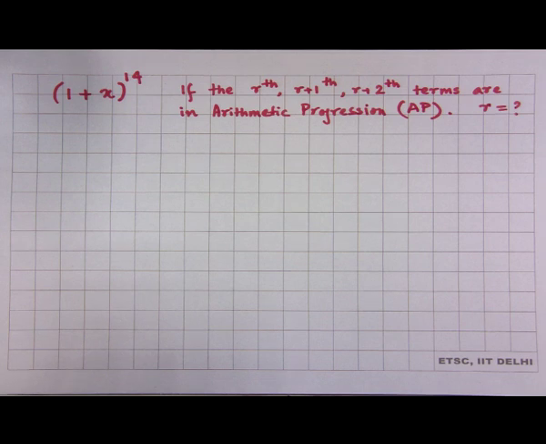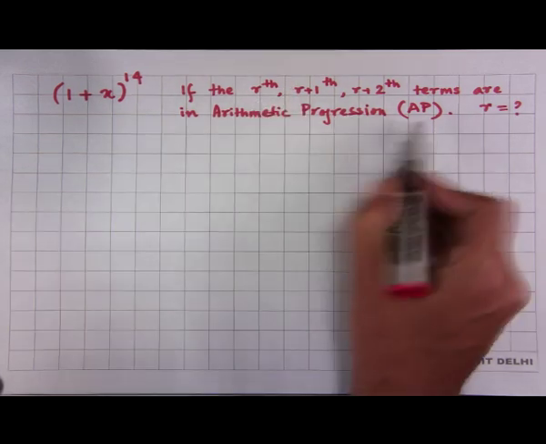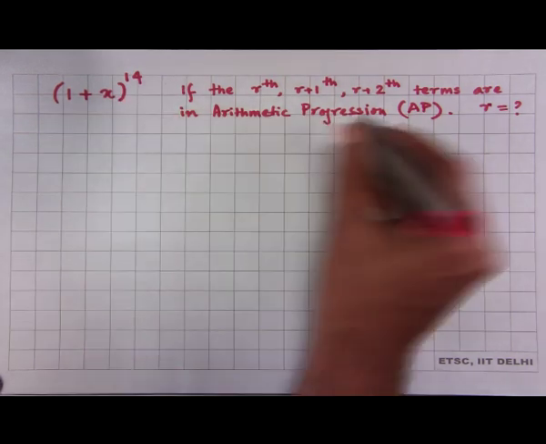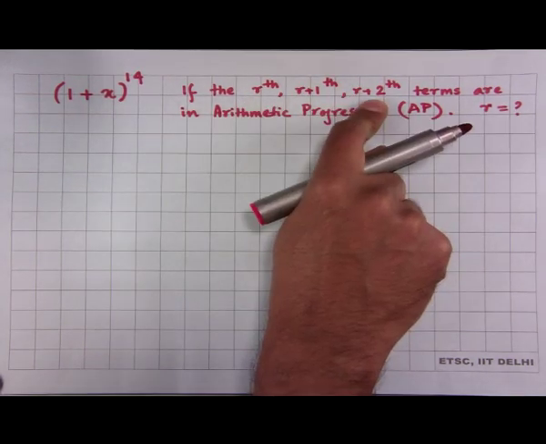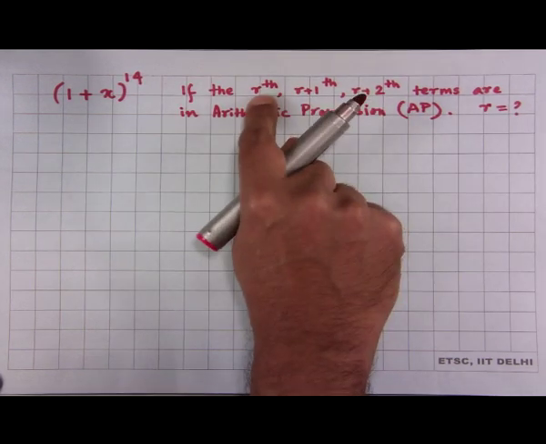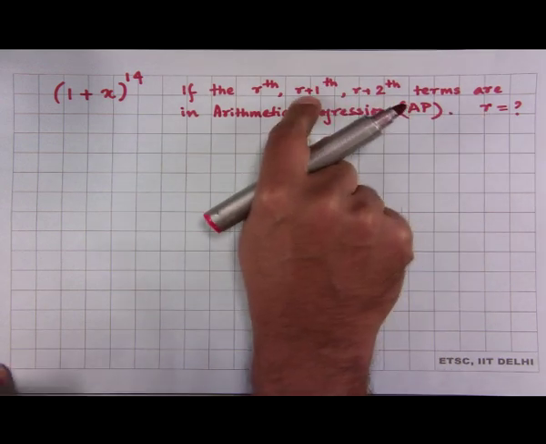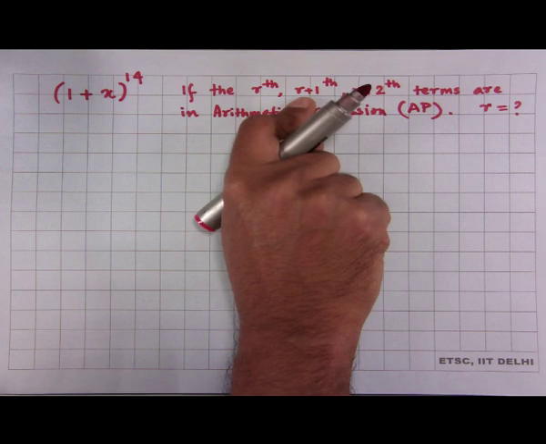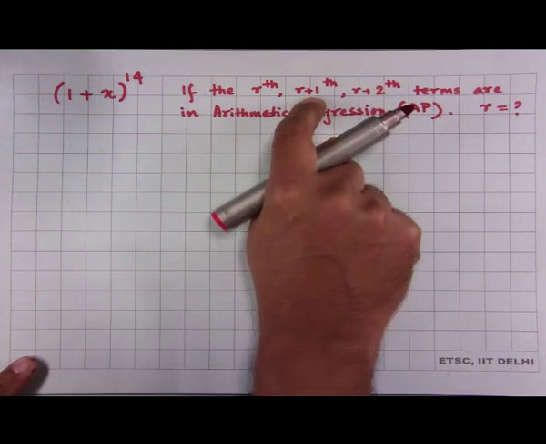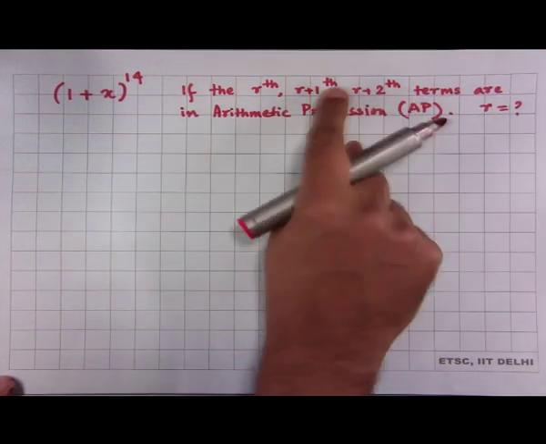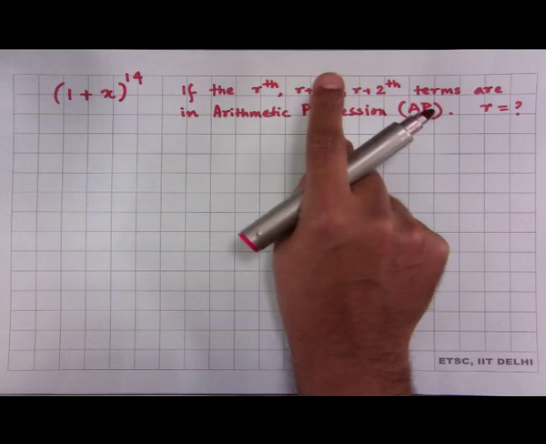It is a straightforward question. Let us try it out. AP means that if these three terms are in AP, then the rth term plus the r plus 2th term will be 2 times the r plus 1th term. Or in other words, the r plus 1th term minus the rth term will be equal to the r plus 2th term minus the r plus 1th term, right.